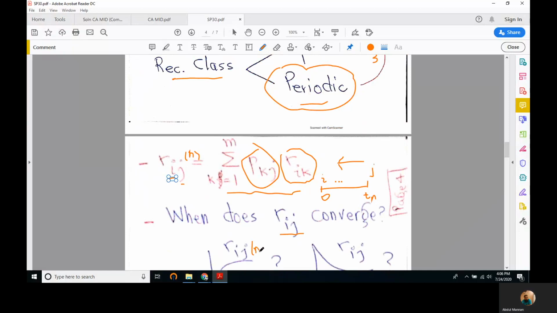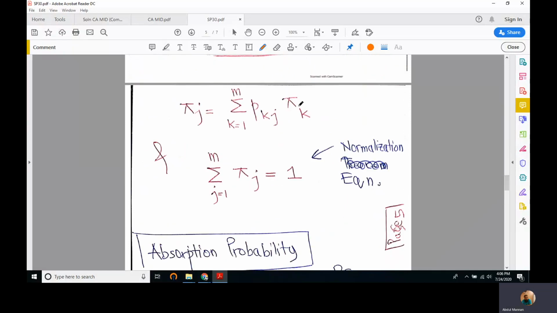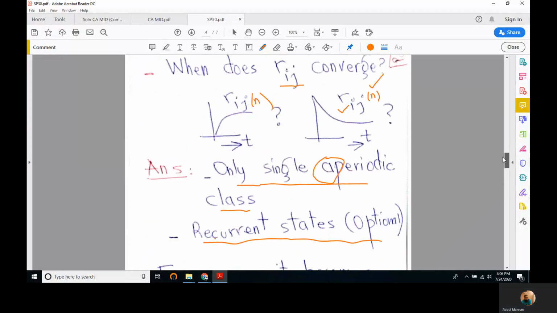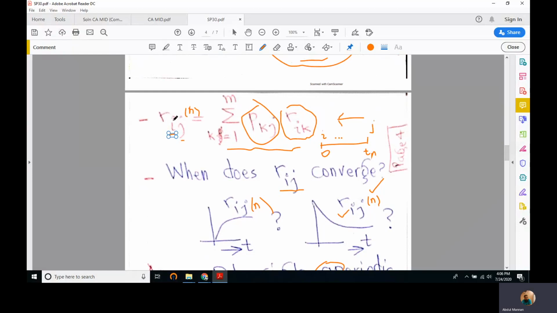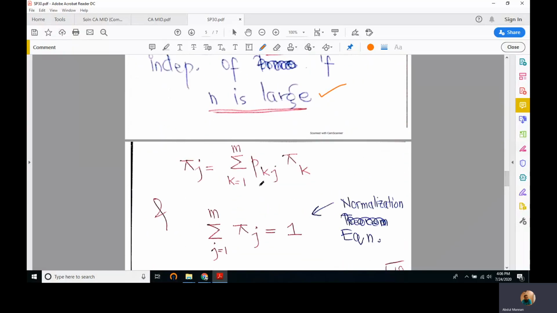Rij of n not only becomes independent of n, but it also becomes independent of i if n is very large. So we can rewrite Rij of n by making it independent of i and n, and we replace this R with pi. So pi j can also be written as the sum over k of the transition probability of going from k to j, times pi k. It's also a recursive formula.